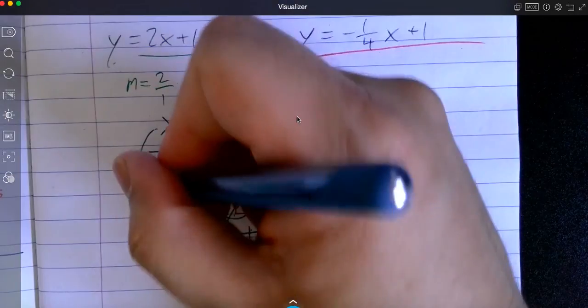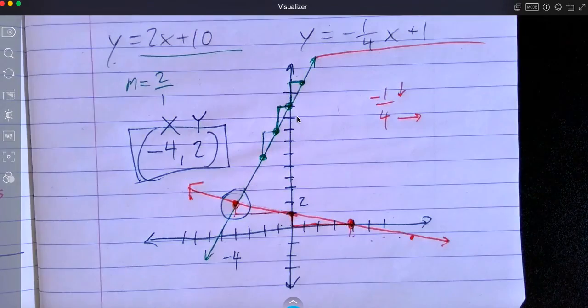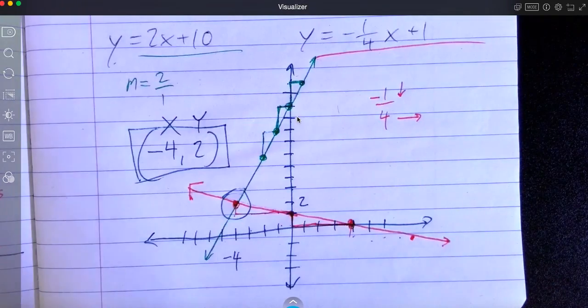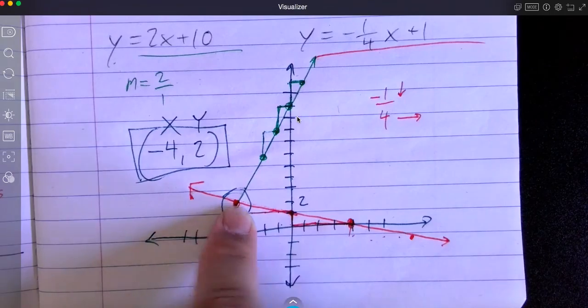Okay. Now we'll get into how we use these in the equations next time. For right now, we're just finding the intercept. All right. Let's go on to the next example.